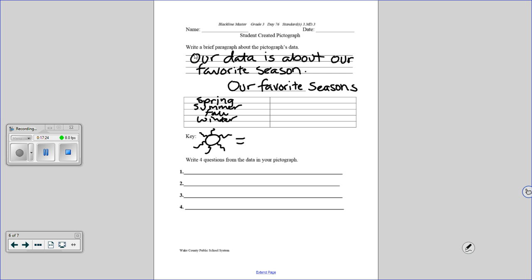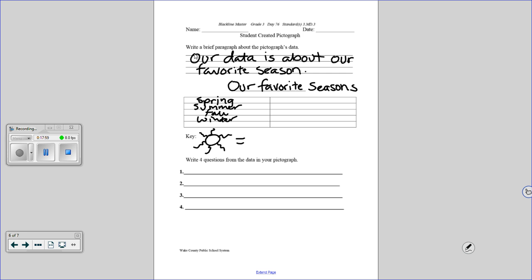Now we got to figure out, what is our sun going to be worth? Look at our data. Would it make sense for one sun to be equal to 100? No. Why not? Caleb, why not? None of the categories have 100. None of the categories even get close to 100. So no, it would not make sense that our sun be such a large number.